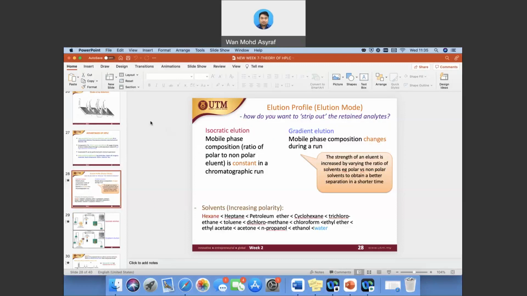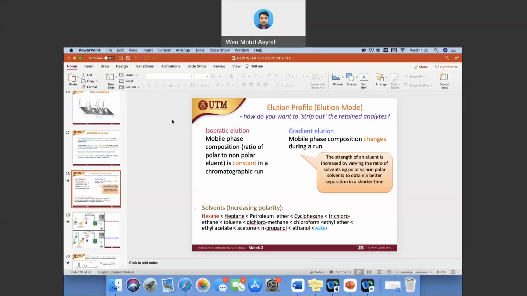Okay, I think I was explaining what gradient elution is all about. Previously I mentioned what isocratic is. Basically, you maintain your mobile phase composition constant throughout your chromatographic run. So the ratio is going to be the same from the beginning up until the end.